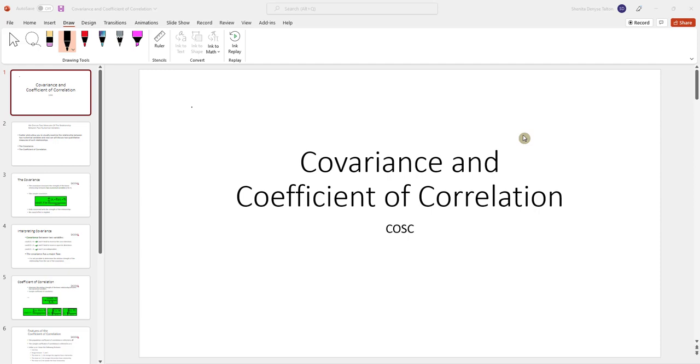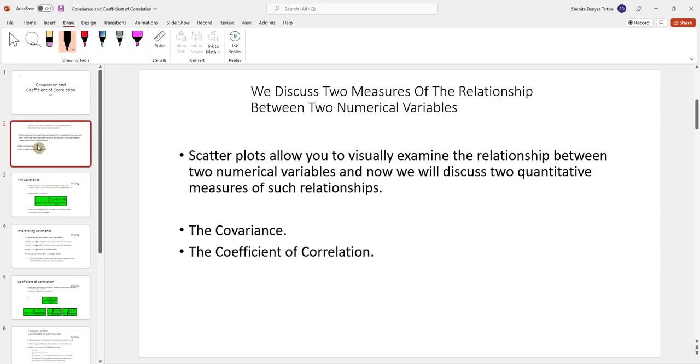In this chapter, I'll talk about covariance and coefficient of correlation. So we're going to talk about the relationship between two numerical values. And we use scatter plots to visually examine the relationship between two numerical variables. And we will discuss two quantitative measures of such relationships. That will be the covariance and the coefficient of correlation.